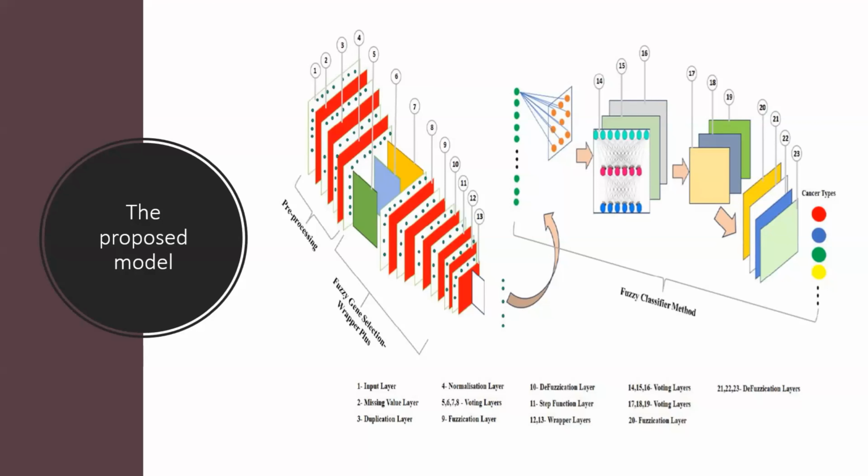This is why we use the fuzzy gene selection wrapper plus method to reduce the dimensionality and select the top genes that are highly correlated with the target or the disease. Once we select these genes, we move on to the classifier to train this model, and we use the cross-validation method to make the model reliable and reasonable. Now the results that we obtained from this model.